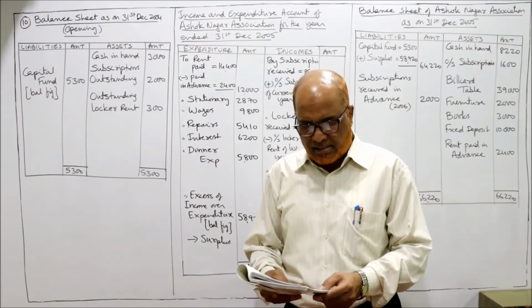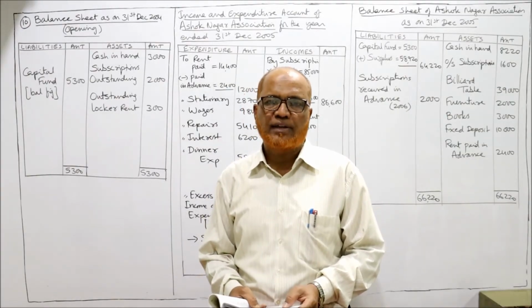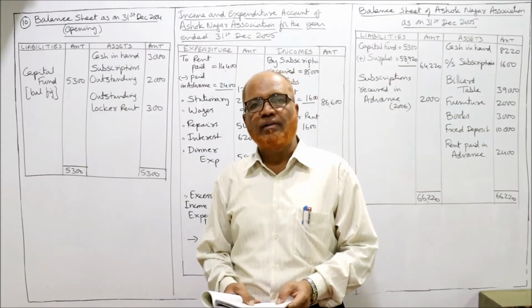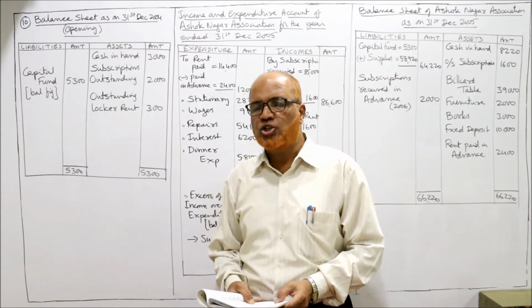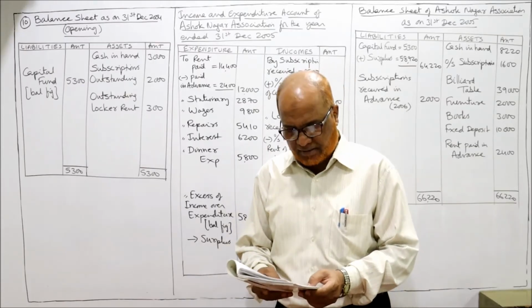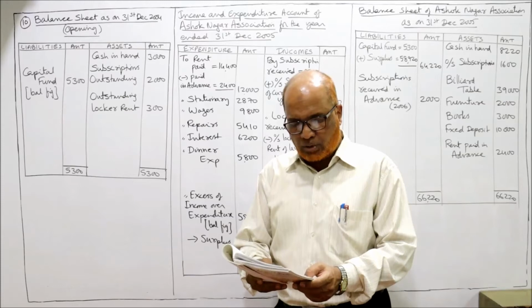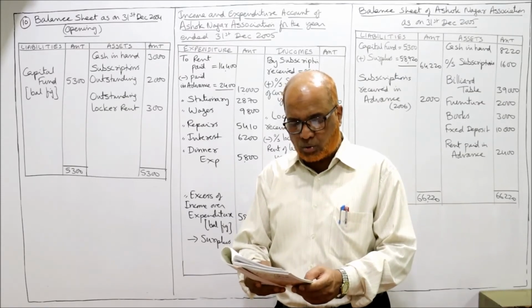So on the debit side, the receipt side, you can see opening cash balance 3000, the cash balance at the beginning of the year. Then entrance fees 5500. We treat it as revenue income, so on the income and expenditure account, income side, we will take 5500. Subscription for 2004 3000, for 2005 85000, for 2006 advance 2000.